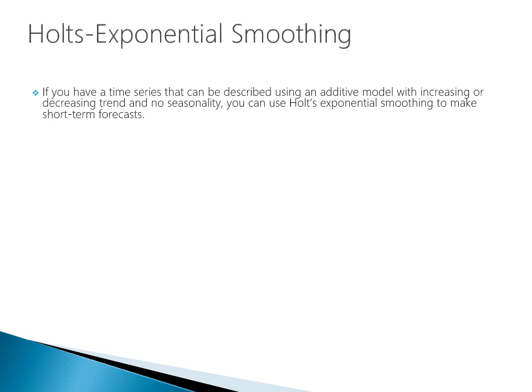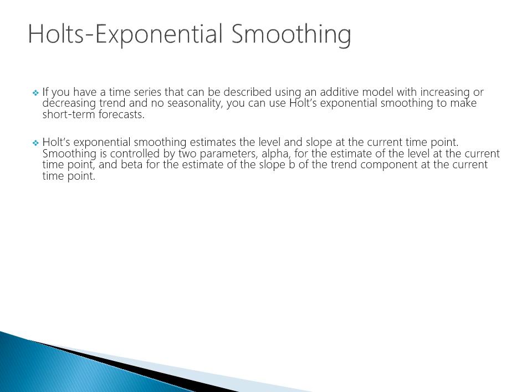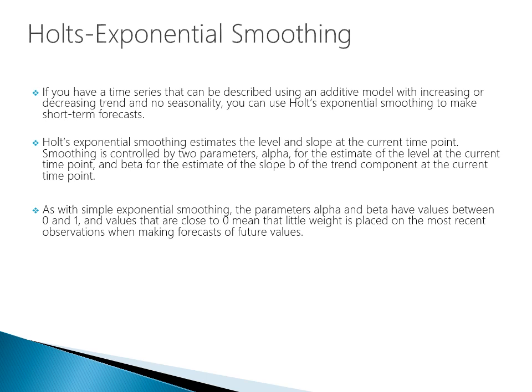If we have a time series that can be described using an additive model with increasing or decreasing trend and no seasonality, we can use Holt's exponential smoothing to make short-term forecasts. Holt's exponential smoothing estimates the level and slope at the current time point. Smoothing is controlled by two parameters, alpha for the estimate of the level at the current time point and beta for the estimate of the slope b of the trend component at the current time point. As with simple exponential smoothing, the parameters alpha and beta have values between 0 and 1, and values that are close to 0 mean that little weight is placed on the most recent observations when making forecasts of future values.